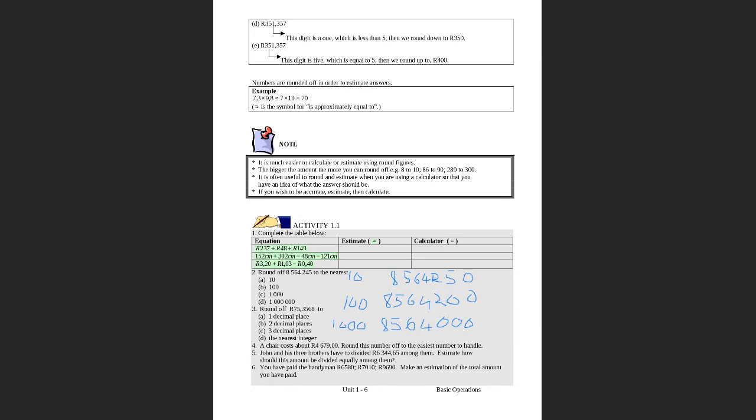Now to the nearest 1,000,000. So we have ones, tens, hundreds, thousands, 10,000, 100,000, 1,000,000. The number in front of the 1,000,000 is more than 5, so we write 9, and the rest will be 0. Are there any questions there?